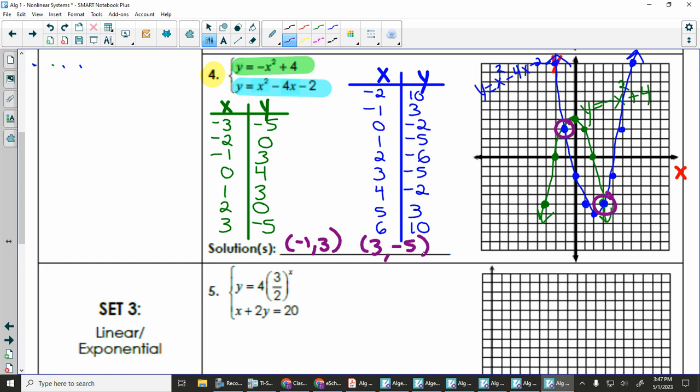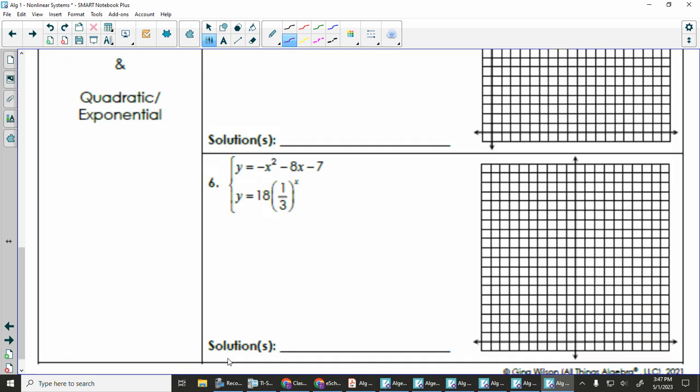Okay, so we did a linear and a quadratic. We did a quadratic and a quadratic. Let's look at another different one. Let's do a quadratic and an exponential. We haven't looked at an exponential yet. So let's look at question number 6.